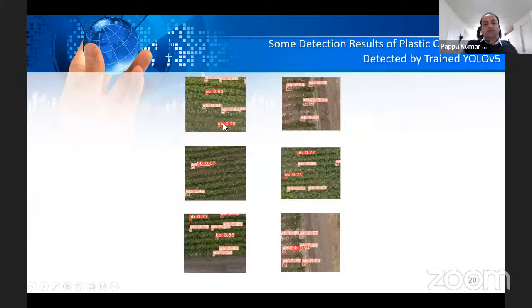This is a detection result, as you can see. BB means brown bags, and WB means white bags. And these are the confidence scores that the model gives. So this is how we detected the white and brown bags using a computer vision based algorithm.